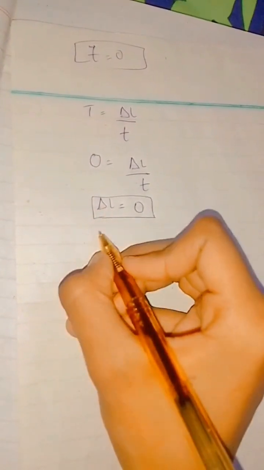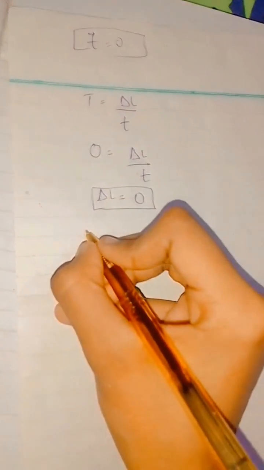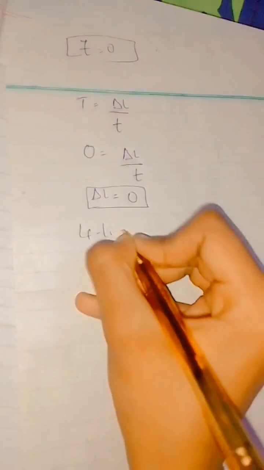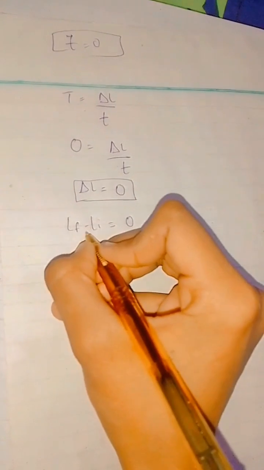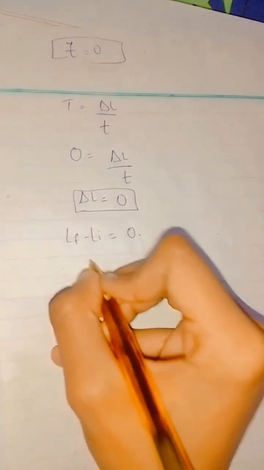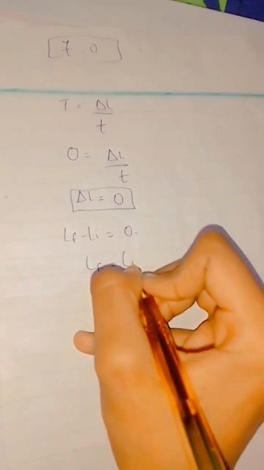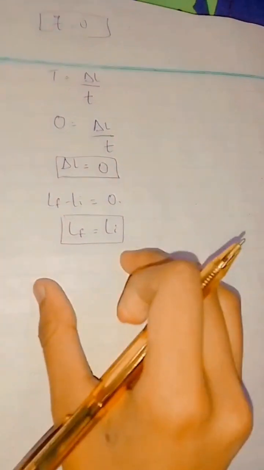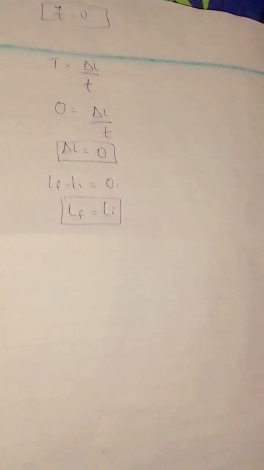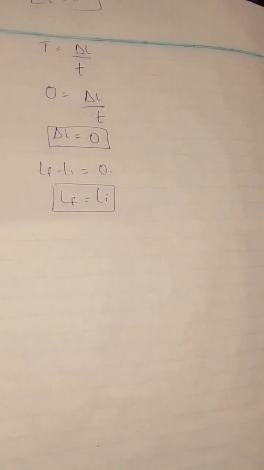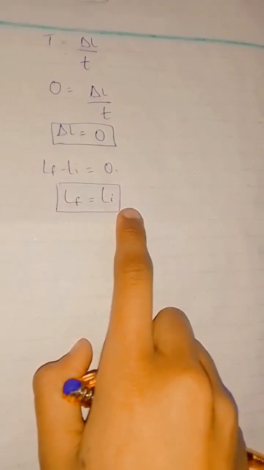As we know, change in angular momentum is equal to Lf minus Li, and that will be equal to 0. So minus Li will move to the other side, so it will be plus Li, which means final is equal to initial. This is known as the law of conservation of angular momentum, that in the absence of torque, the total angular momentum of the system will be conserved.